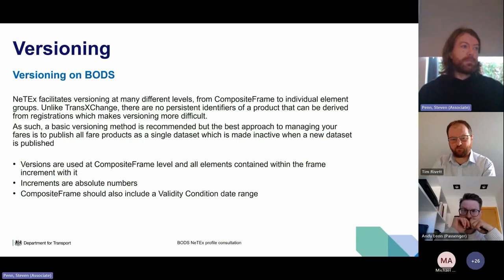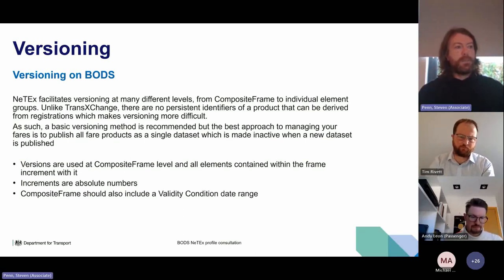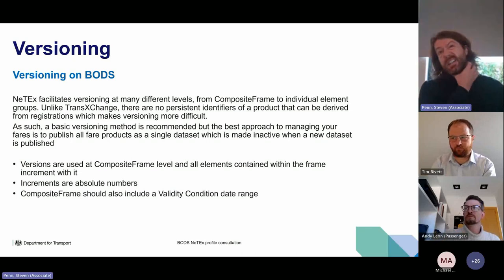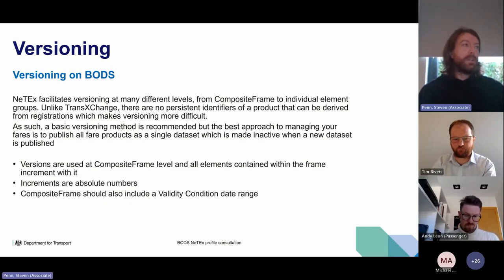And the increments themselves should be absolute numbers. It does allow points, but to keep it simple, we're expecting absolute numbers to be used. And the composite frames, including a file, should always have a validity condition date range. So what this does is essentially create an active period, a beginning and an end date for everything that's contained within the composite frame, which holds all the other subframes.